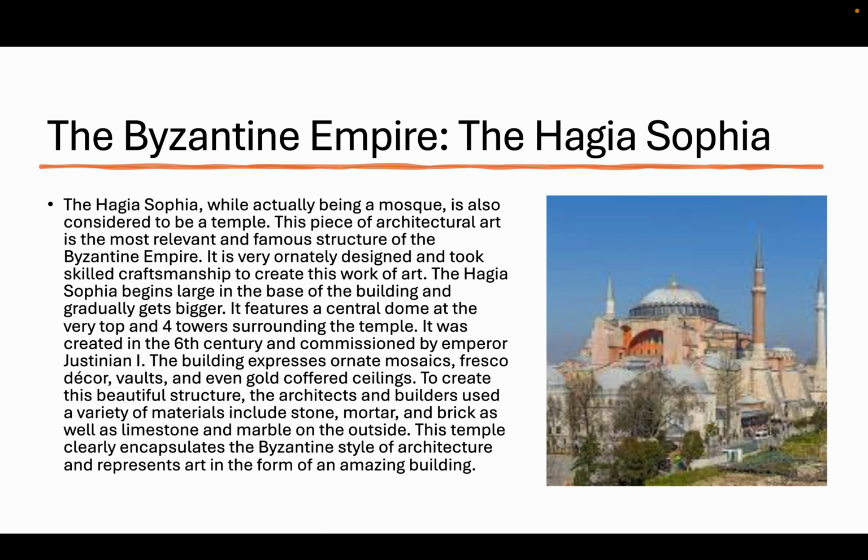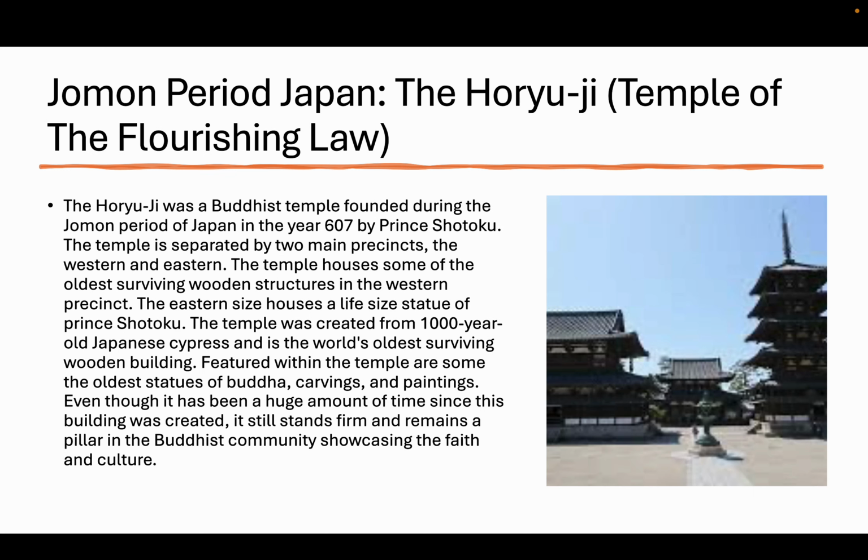It consists of a central dome at the very top and 4 surrounding towers. Created in the 6th century, it was commissioned by Emperor Justinian I. The ornate mosaics, fresco decor, vaults, and even gold coffered ceilings were all a part of this design. The builders used a variety of materials, including stone, mortar, brick, and limestone and marble on the outside. Truly, the Hagia Sophia is the essence of Byzantine style of architecture and still remains to this day.